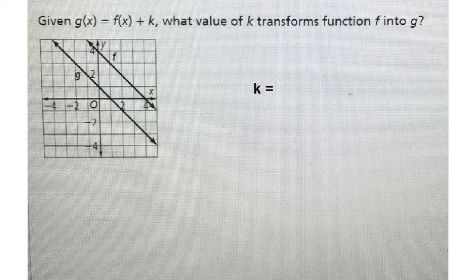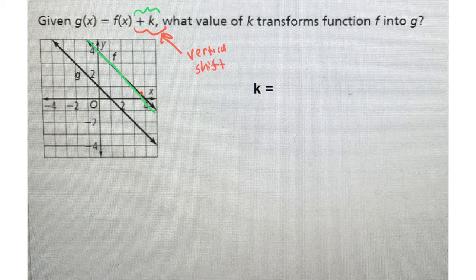Okay, given g of x equals f of x plus k, what value of k transforms the function f into g? Okay, so here's function f, apparently. And then there was plus k. So anytime there is a plus something on the outside of the f of x, that is a vertical shift. Okay? That means you take the original function and then you move it up or down.